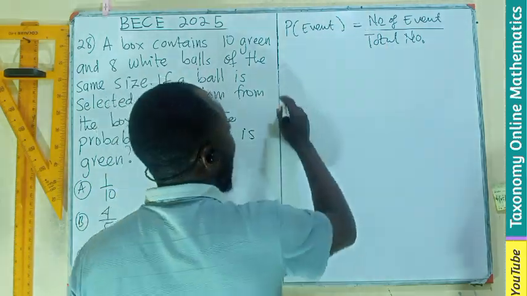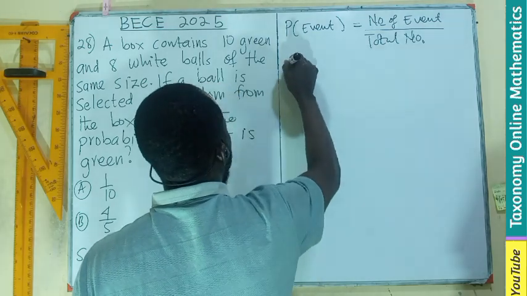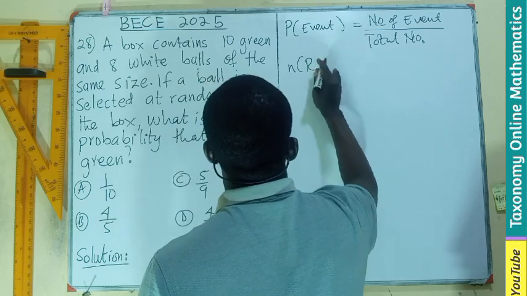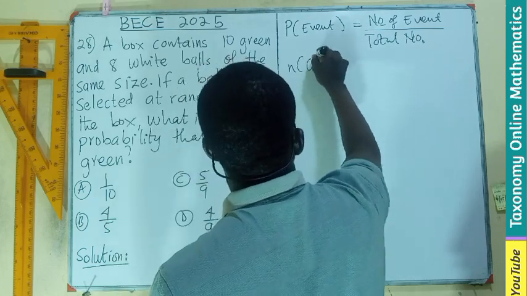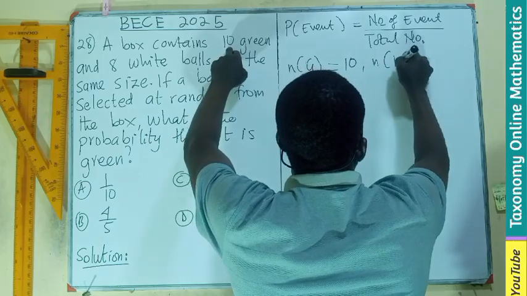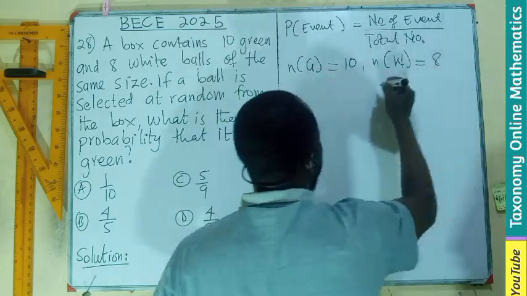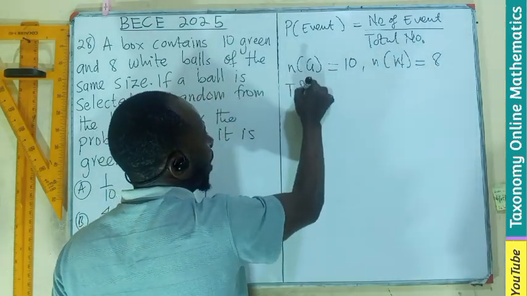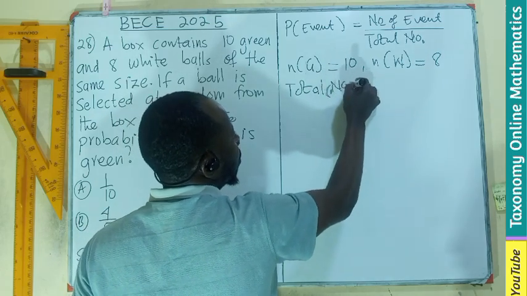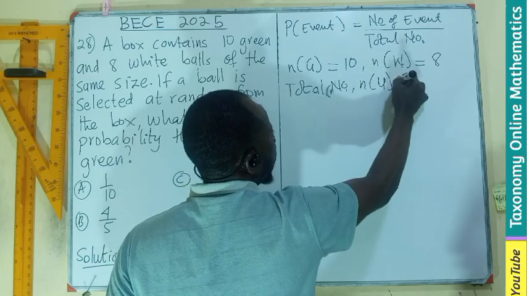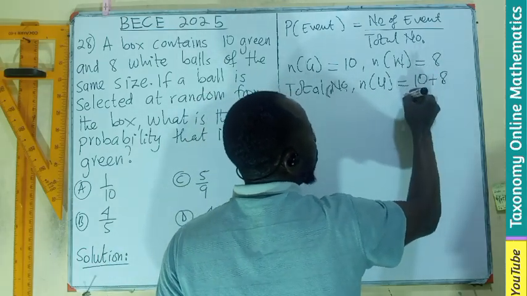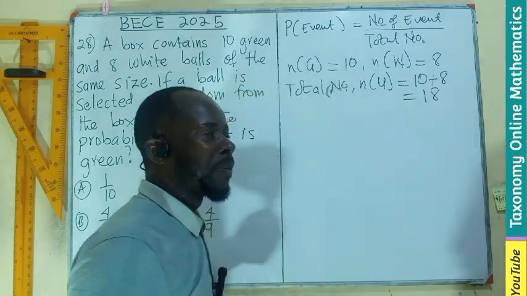So the number of green is given in the question as 10. Number of white is given as 8. Then the total number, which we can call the sample space, will be equal to 10 plus 8, which will give you 18.